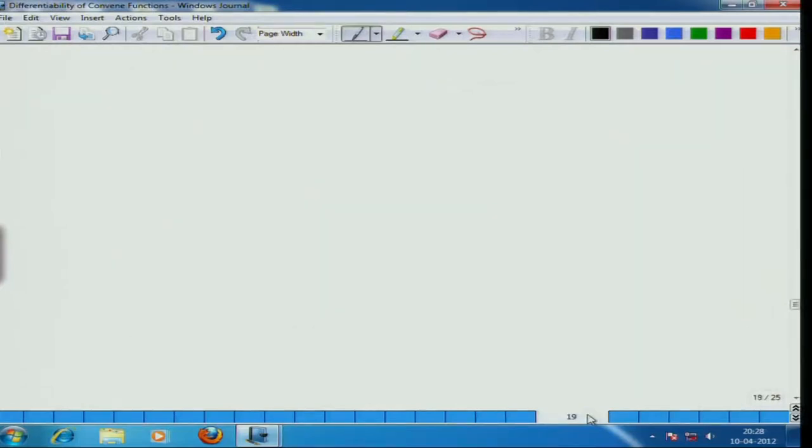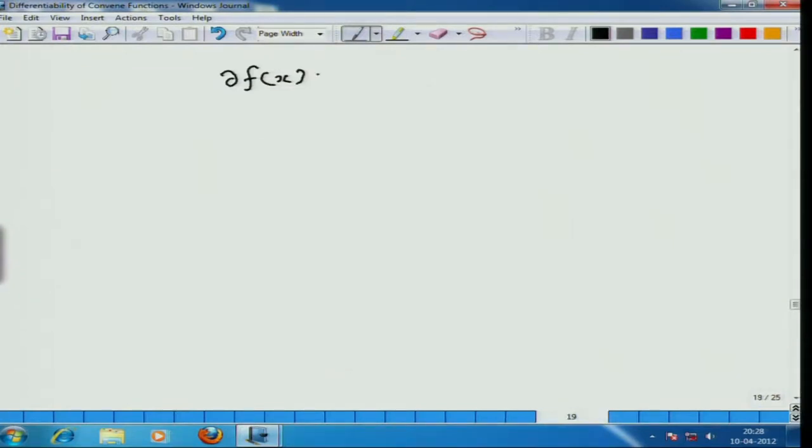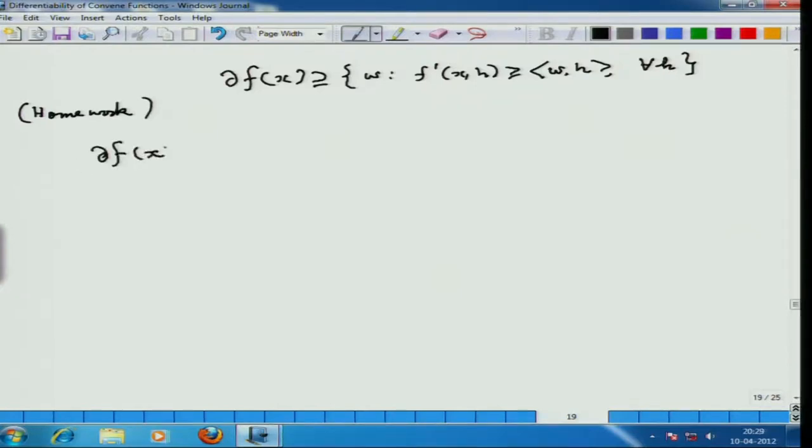So, the next question is, what is the converse? The whole idea is to parallel the differentiable case. So, I had this one. My question is, when will I reverse it? When will that be a subset? Now, I leave this as homework. This is indeed true. So, here comes the beautiful relation between the subdifferential and the directional derivative. A lot more things to say. In fact, how do you prove this one?